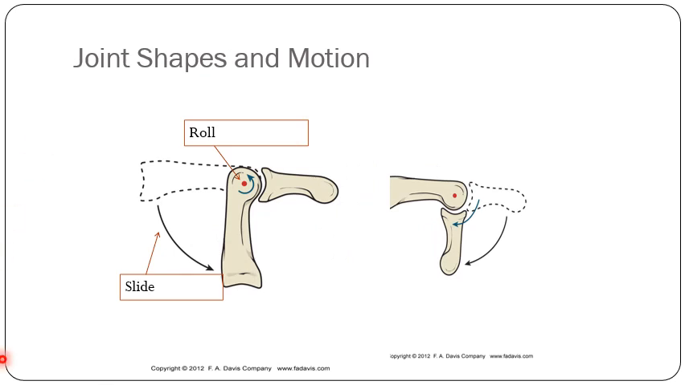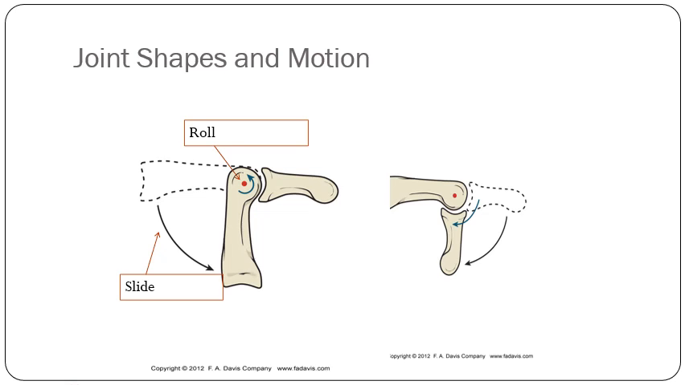Okay, so when we look at joint shapes and motion, here's where those definitions become important. You're going to have to go back to your anatomy and look a little bit at some joint shapes. As we get into the body part regions, this will become more important, but for now, I want you to understand some basics.